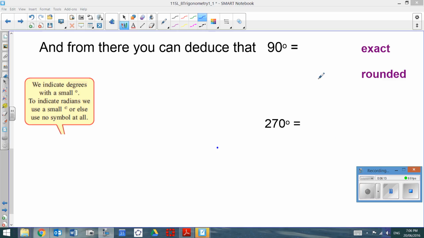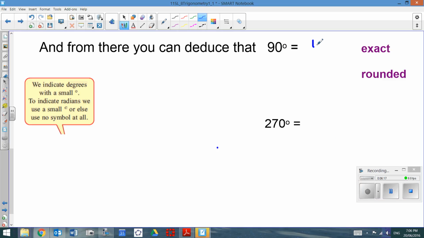So when we're asked to write an exact value, 90 degrees will be exactly pi divided by 2. And if we round it, it would be approximately 1.57 radians if we use 3 significant figures. And you might write radian or RAD, or you might use this little c symbol you'll see in your textbook as well as radian.